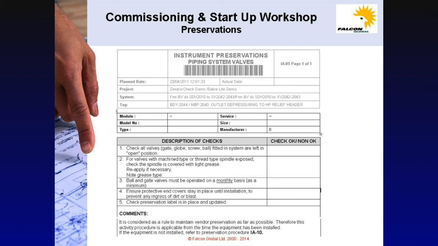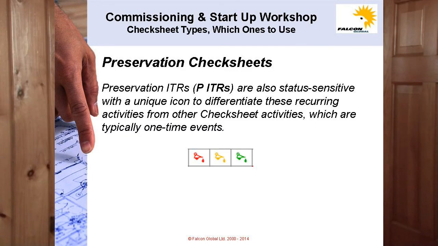Slide 180 shows a typical preservation check sheet, or PITR, as generated from Xenitor. As you can see, the preservation check sheet is for the routines to be completed as a minimum on a monthly basis for piping system valves. Preservation ITRs, or PITRs as they are also known, are status sensitive, with a unique icon in Xenitor to differentiate these recurring activities from other check sheet activities, which are typically one-time events.